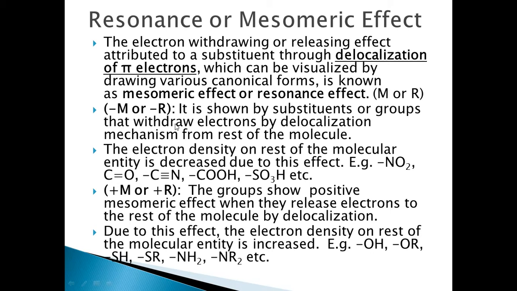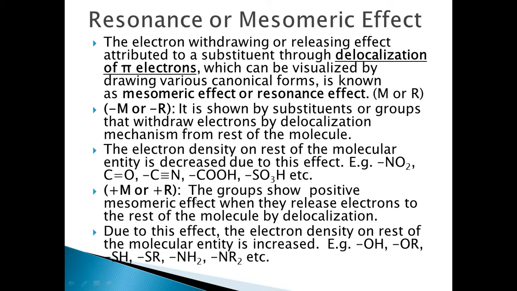Negative resonance or mesmeric effect is shown by substances or groups that withdraw electrons by the localization mechanism from the rest of the molecule. If you have species that withdraw electrons, it will operate negative mesmeric or resonance effect. The electron density of the rest of the molecular entity is decreased due to this effect. For example, species like nitro, carbonyl, and the rest exert negative mesmeric or resonance effect.